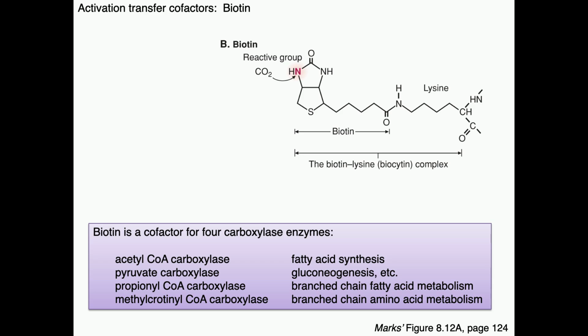So acetyl-CoA carboxylase, pyruvate carboxylase, propionyl-CoA carboxylase, and methylcrotonyl-CoA carboxylase. We're going to talk about all of these, except I think this one, I'll maybe touch on that a little bit. But don't worry so much about what those enzymes do. I've got their broad function there. But just remember that biotin is associated with the carboxylases.